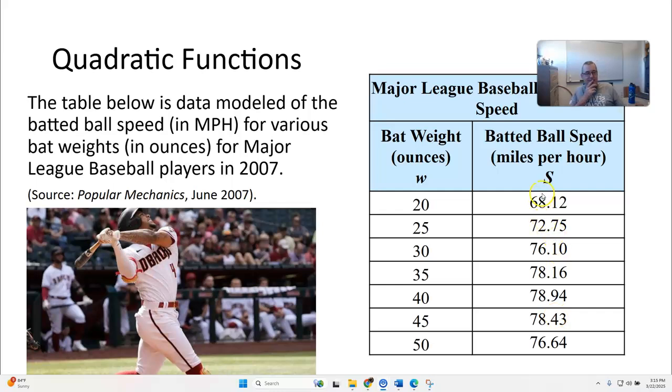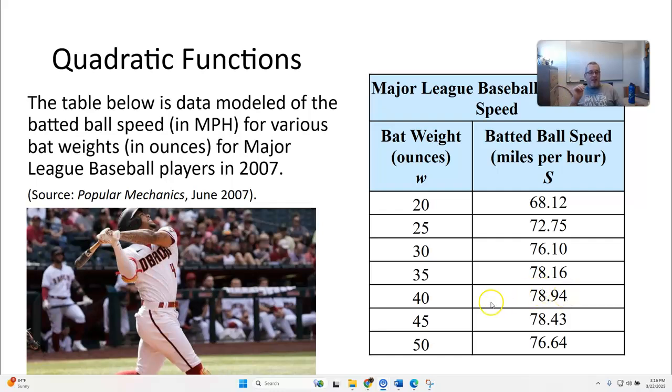And notice, just as a quick rundown here, as the bat gets heavier, the speed at which the ball leaves the bat gets greater: 68 to 72 to 76 to 78. But notice that the jumps get less and less. There's not a constant rate of change here. Now I'm just ballparking this here: 68 to 72, that's an increase of about 4 miles per hour. And then another about 4, but then it's about 2, then it's not even 1.